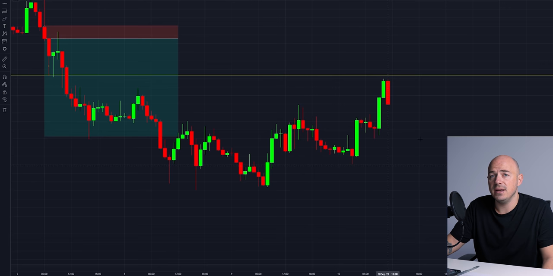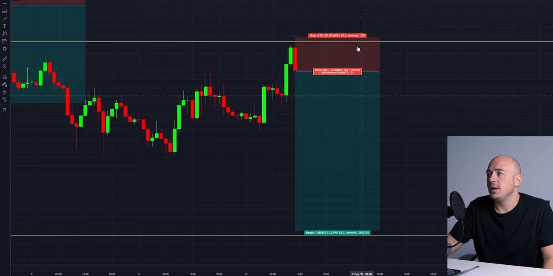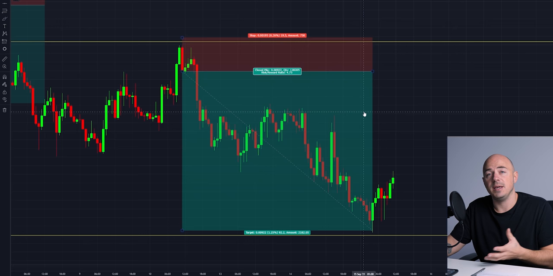And at this point, you can target that next support and resistance zone, giving us a 20 pip stop loss and a 92 pip take profit. Keep in mind though, that this is a 1 hour time frame, so you are going to be holding trades for a long time. This is not scalping.